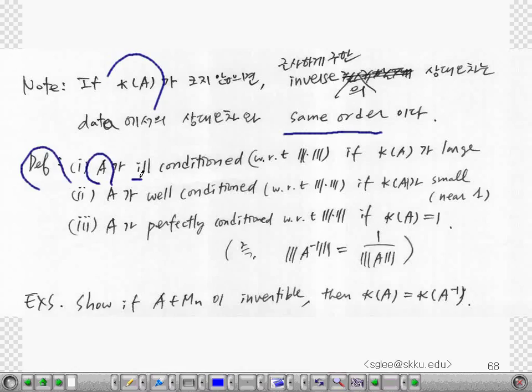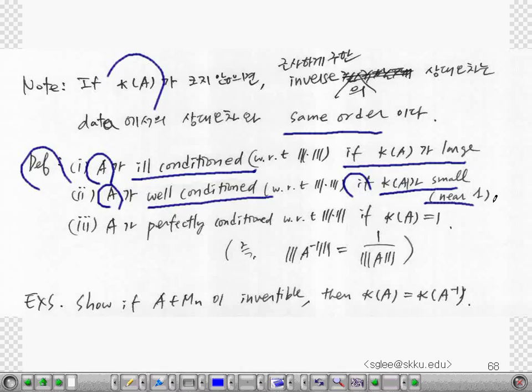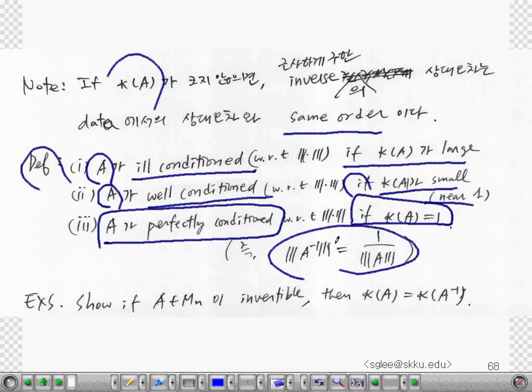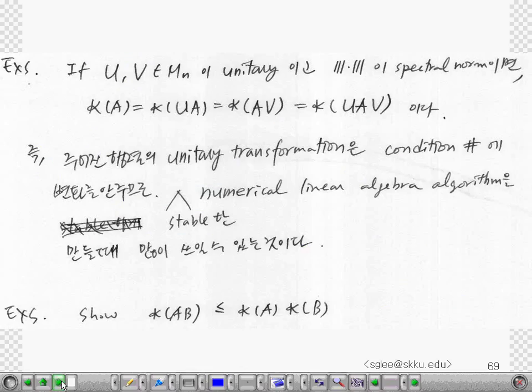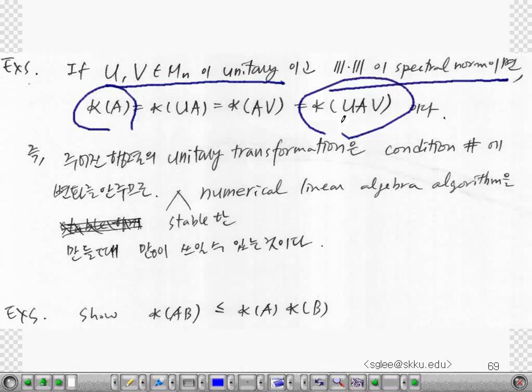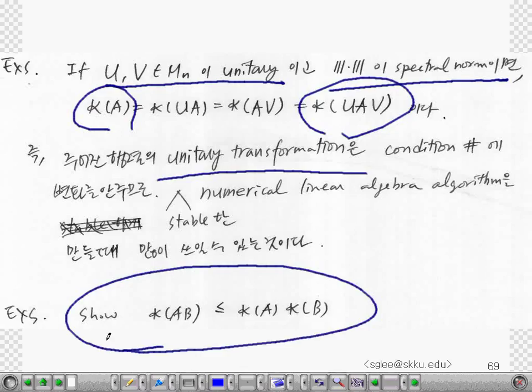Yeah, definition. A is called ill-conditioned if the condition number is large. A is called well-conditioned if the condition number is small, near 1. A is called perfectly conditioned if the condition number is equal to 1. Another thing: if U is a unitary matrix and this is the spectral norm, then the condition number is preserved under the unitary transformation. And in general, the condition number of AB is less than or equal to the product of the condition numbers of each.